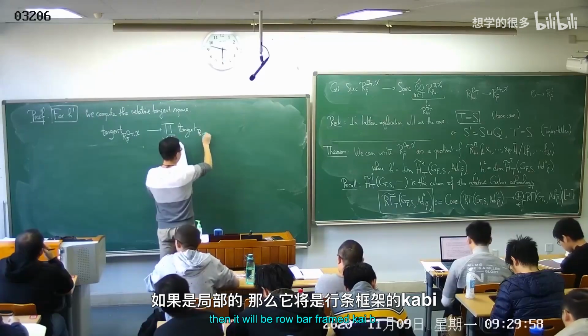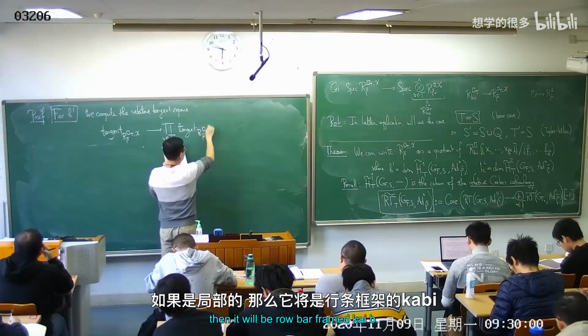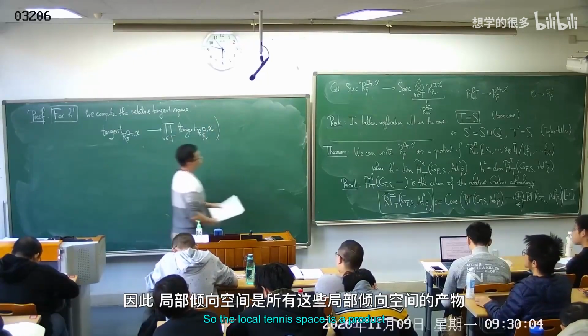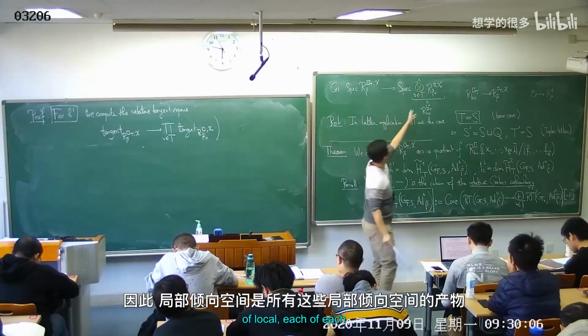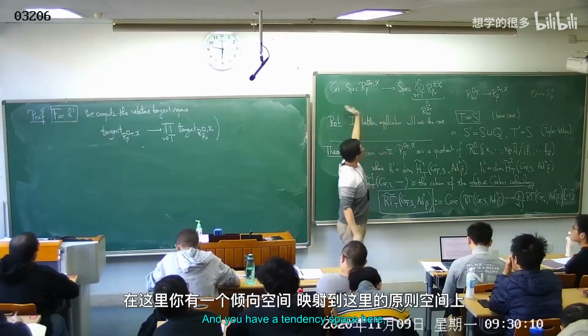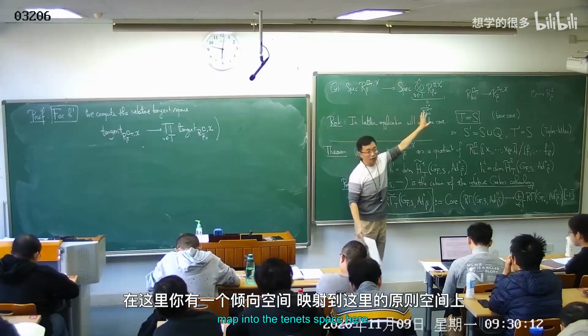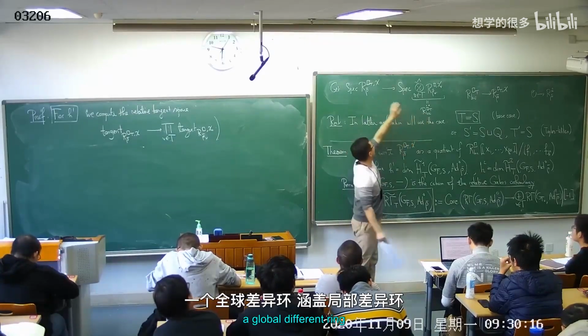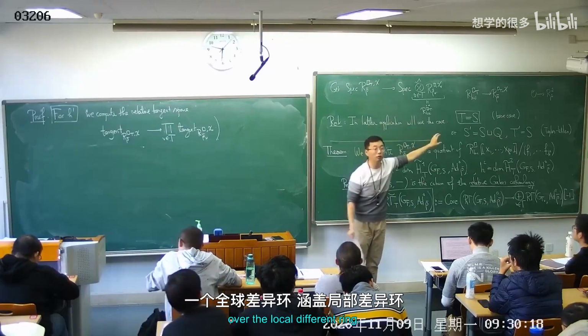Then it will be rho bar framed chi b. Okay. So the local tangent space is a product of each of the local tangent spaces, and you have a tangent space here mapping to a tangent space here. The kernel of that is precisely how many variables you have to use to generate the global deformation ring over the local deformation ring.